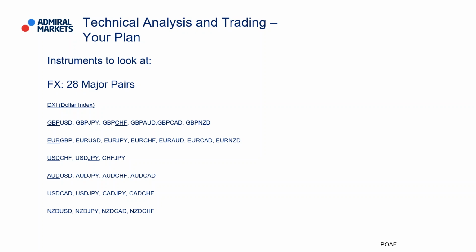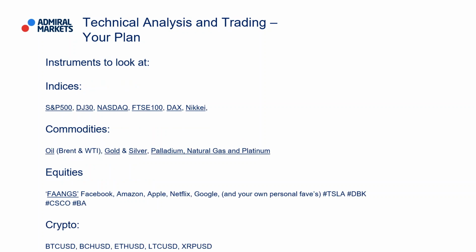Earlier on in the sessions we looked at how we set up profiles, and you can find that on the YouTube channel and the Admiral Markets Global Facebook page. We're looking at 28 major pairs, plus the dollar index. We've touched upon how we want to have our watch list part of indices, things like the S&P, the Dow, the Nasdaq, FTSE, the DAX, the Nikkei. Commodities, the hard commodities: oil, gold and silver, palladium, natural gas and platinum.